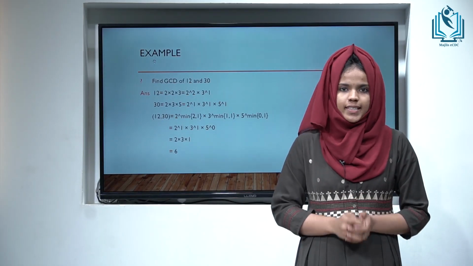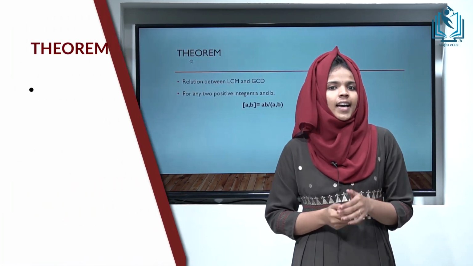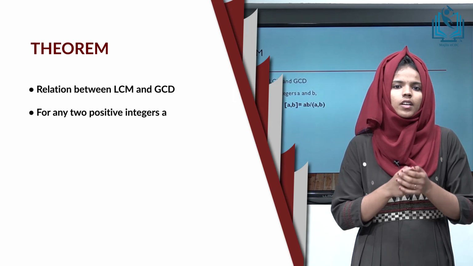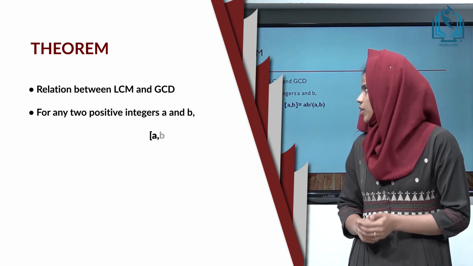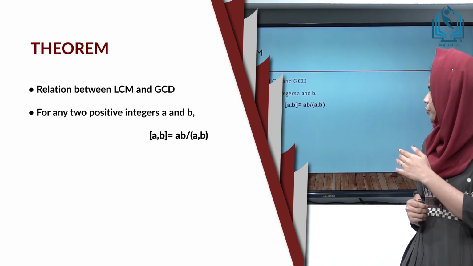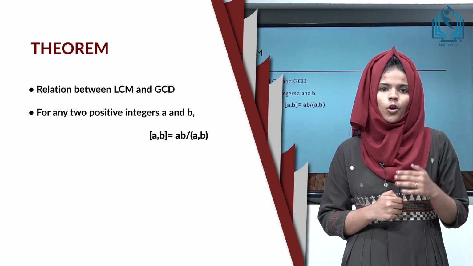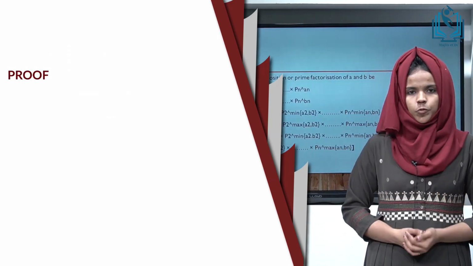It's all about GCD. Then we have a theorem. This theorem relating LCM and GCD. This theorem states that for any two positive integers A and B, LCM of AB is equal to AB divided by GCD of AB. Then its proof.